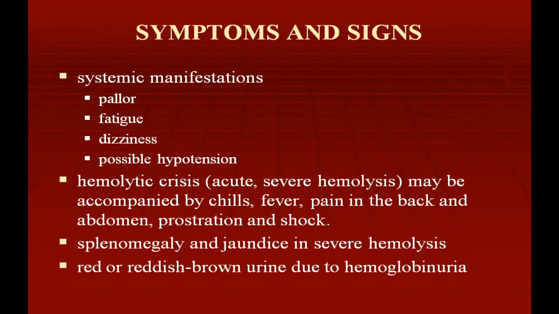Let's continue with symptoms and signs. Of course, if we speak about anemia, there are systemic manifestations which are the same as for all other forms of anemia. It's pallor, fatigue, dizziness, and possible hypotension. If we speak about hemolysis, we should remember about possible hemolytic crisis. They can be acute and severe, and sometimes accompanied with chills, fever, pain in back or abdomen, and in severe cases accompanied with shock. Patients with hemolytic anemia often, due to severe hemolysis, can have jaundice, and we may see splenomegaly during examination of our patient. And due to hemoglobinuria, we may see red or reddish-brown discoloration of urine.